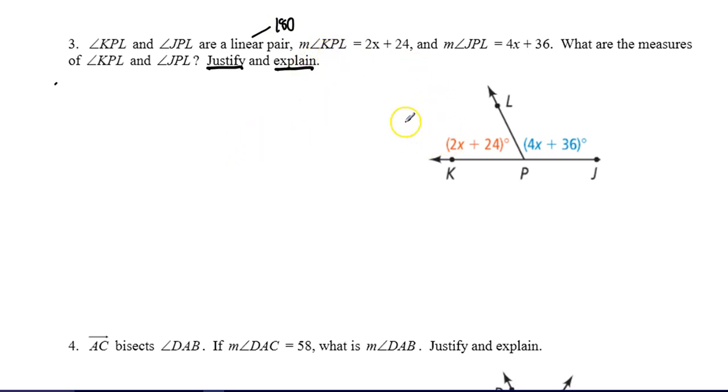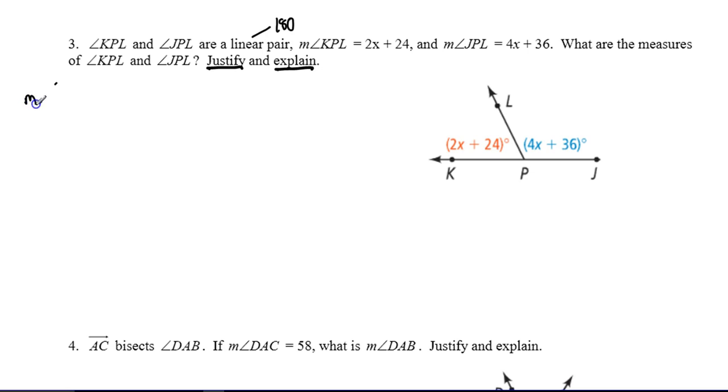So the measure of KPL is 2x plus 24. We see that in the diagram. And the measure of angle JPL is 4x plus 36. We also see that. What are the measures of those two angles? Justify and explain. Now here's the part, we're going to kind of revisit some algebraic proofs that we did earlier in the year. So just bear with me as we do this and we'll get our feet into this.